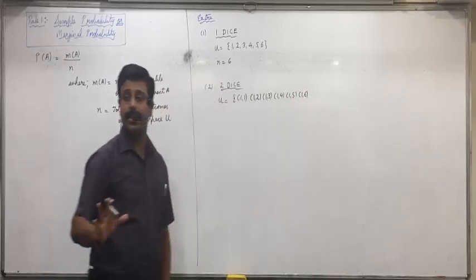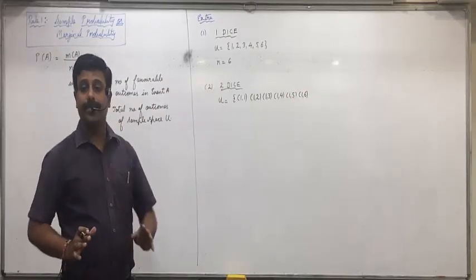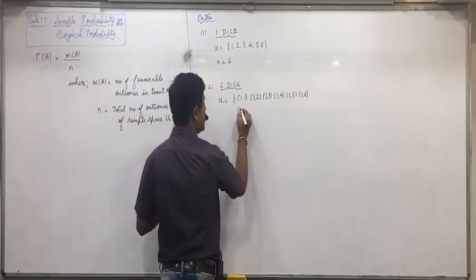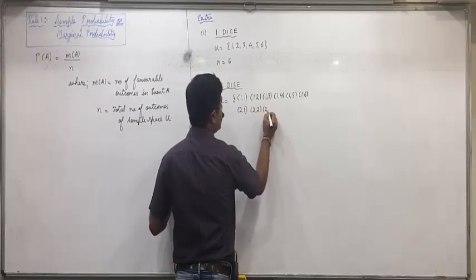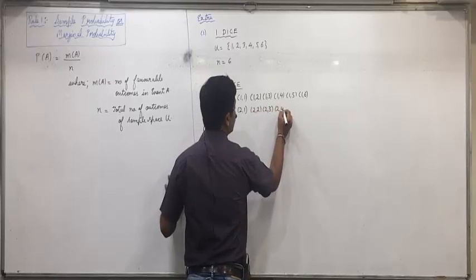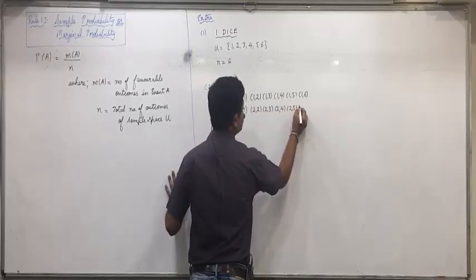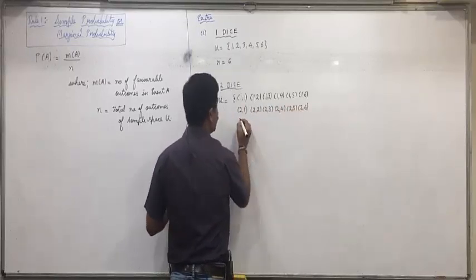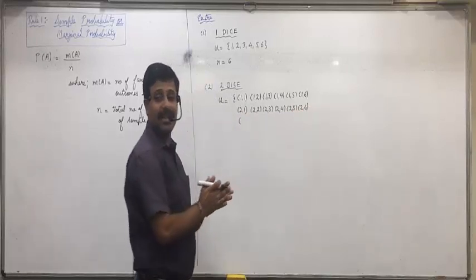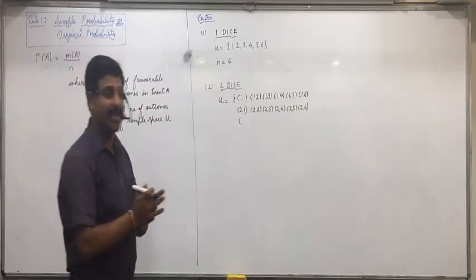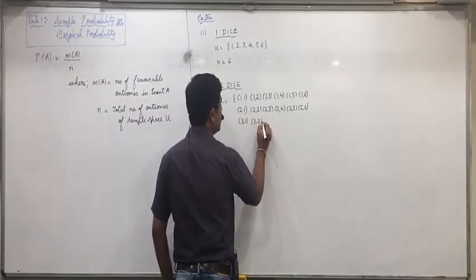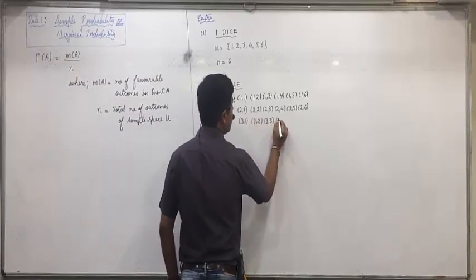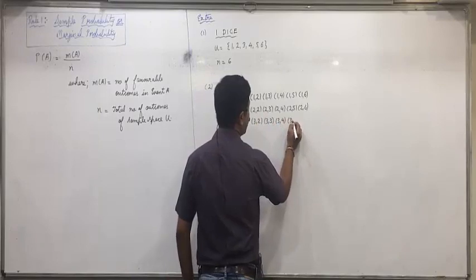You will understand this? And on the first dice you get 2, second dice 1, then 2, 2, 2, 3, 2, 4, 2, 5, 2, 6. Then 3, 1, 3, 2, 3, 3, 3, 4, 3, 5, 3, 6.